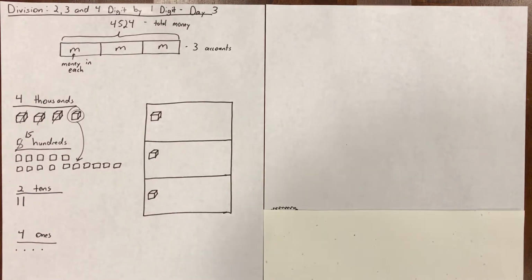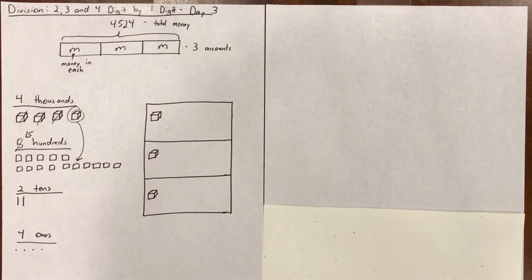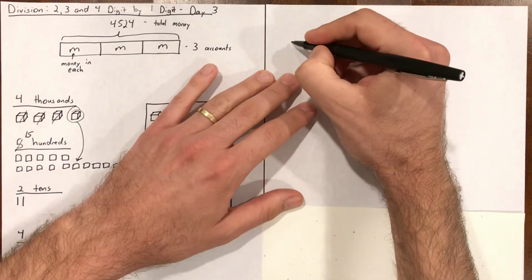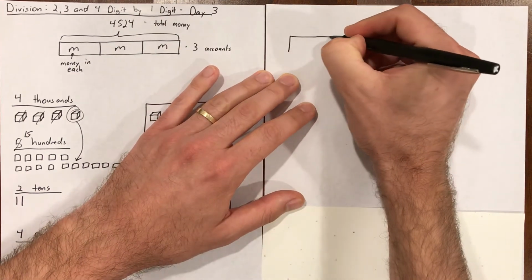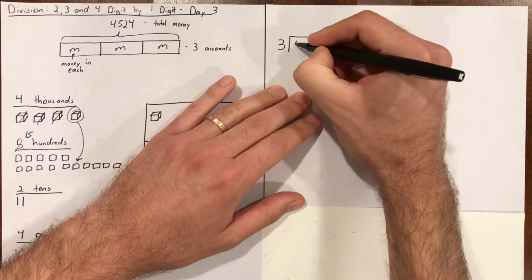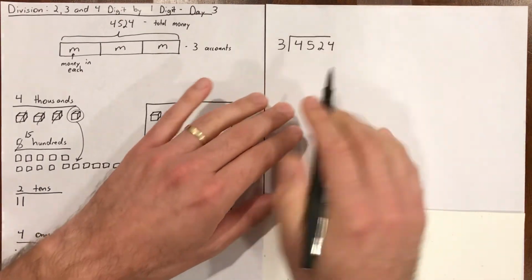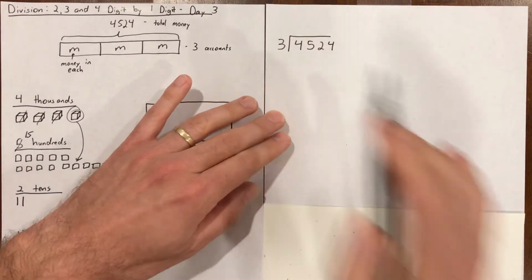Okay, so now I want to connect what we've done here to a strategy that a student that I had last year liked to use. We're going to start by drawing this symbol, and we're going to put our divisor here and our dividend here. This means 4,524 divided by 3.